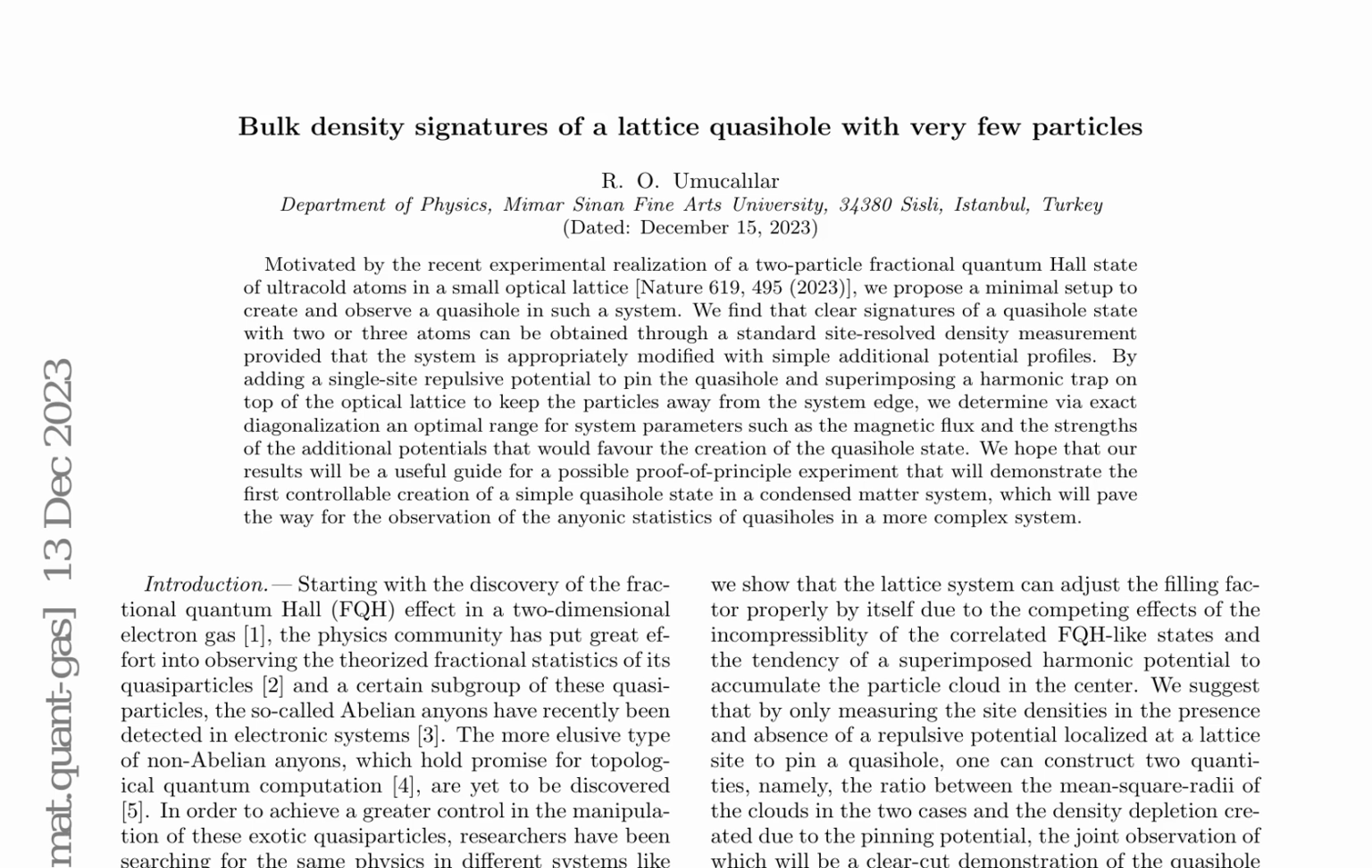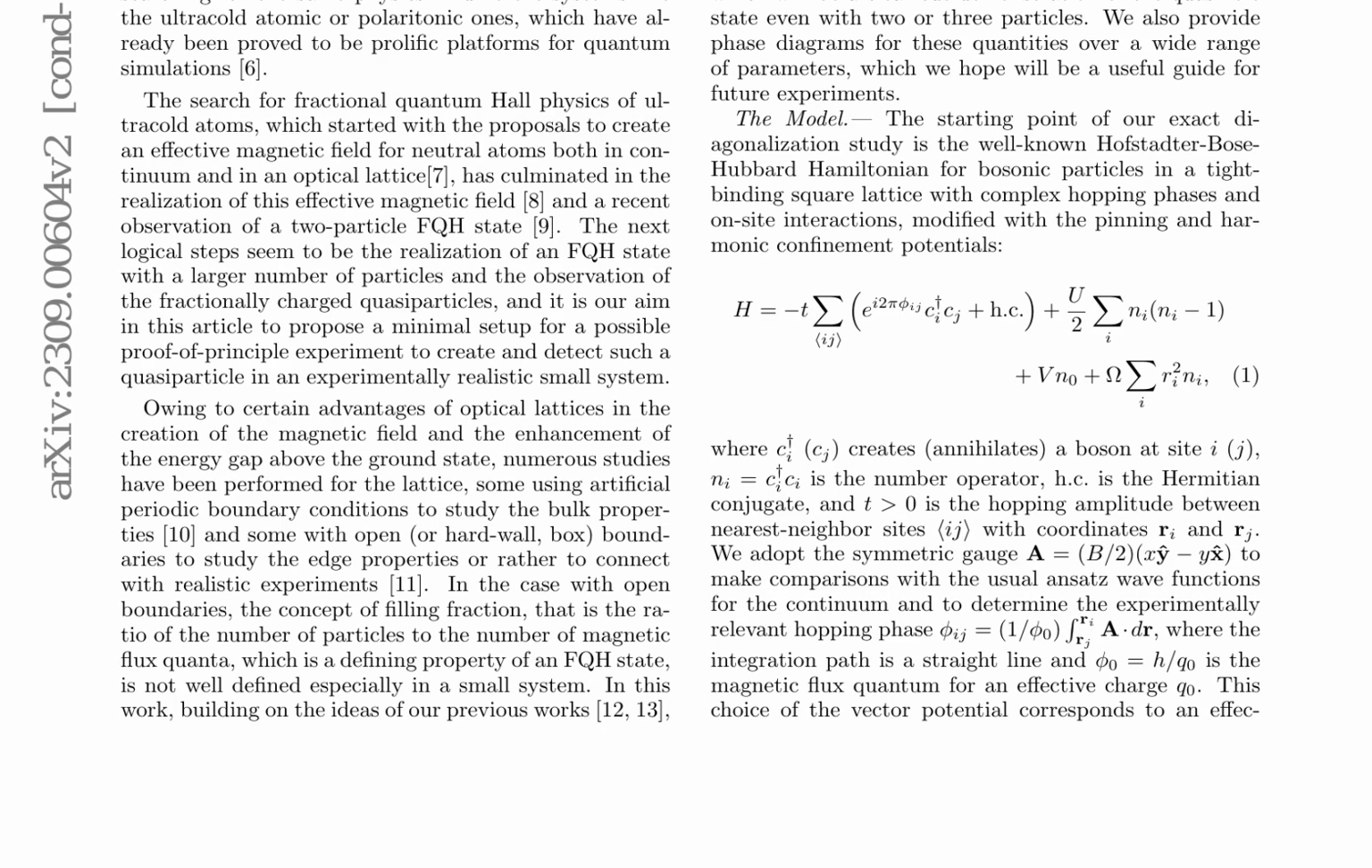The model used is the Hofstadter-Bose-Hubbard Hamiltonian, which includes complex hopping phases and on-site interactions, modified with pinning and harmonic confinement potentials. Exact diagonalization is employed to analyze the system's behavior under various parameters.